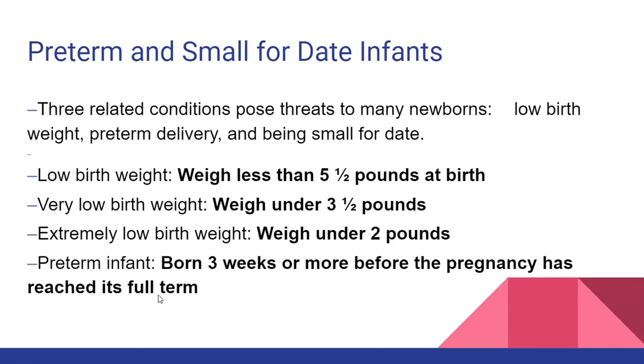Preterm infant. This is very important. That means that the infant was born 3 or more weeks before the pregnancy has reached its full term. And again, full term pregnancy is anywhere from 38 to 40 weeks. 38 to 40 weeks is considered full term. But if the child is born 3 weeks or more prior to that full term, then the infant is deemed as preterm.